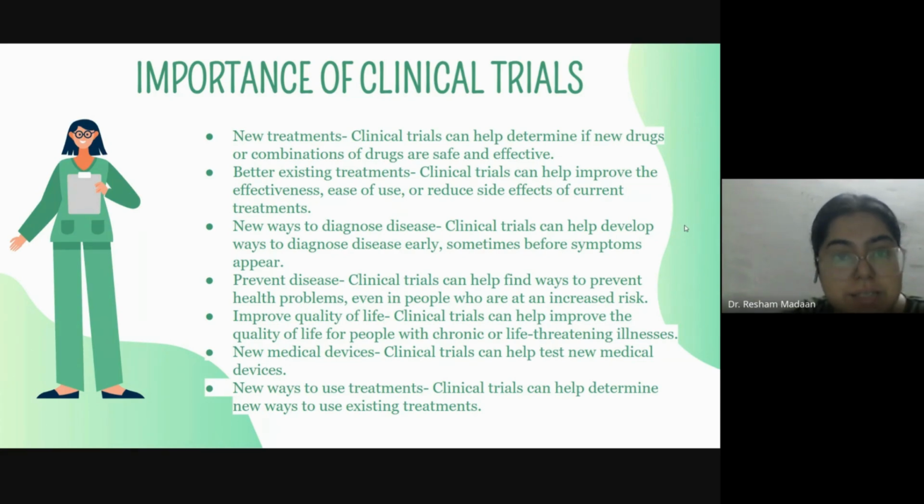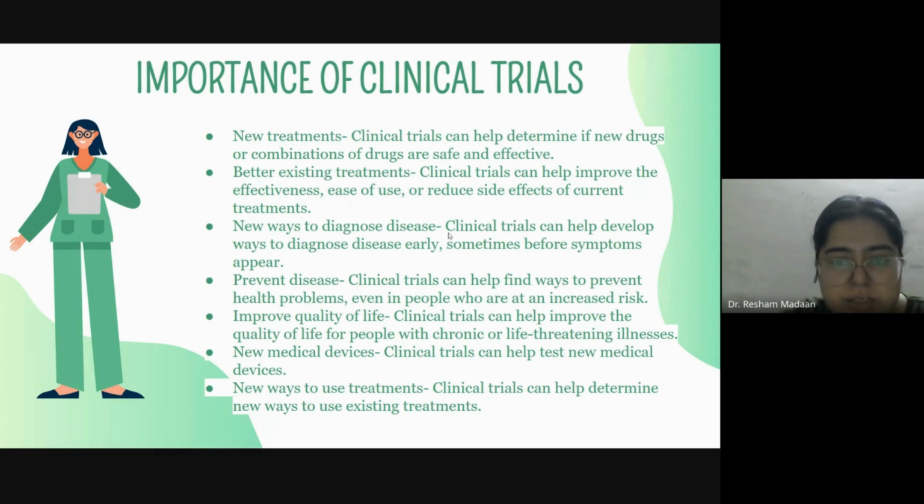Then better existing treatments. We can get to know if there is any other molecule which can provide a better treatment in place of an already existing treatment. Clinical trials can help improve the effectiveness, ease of use, or reduce side effects of current treatments. There might be a drug which has many side effects, but it is still currently in use. If a new drug molecule is found with lesser side effects for treating the same disease, then that is a better line of treatment we can use.